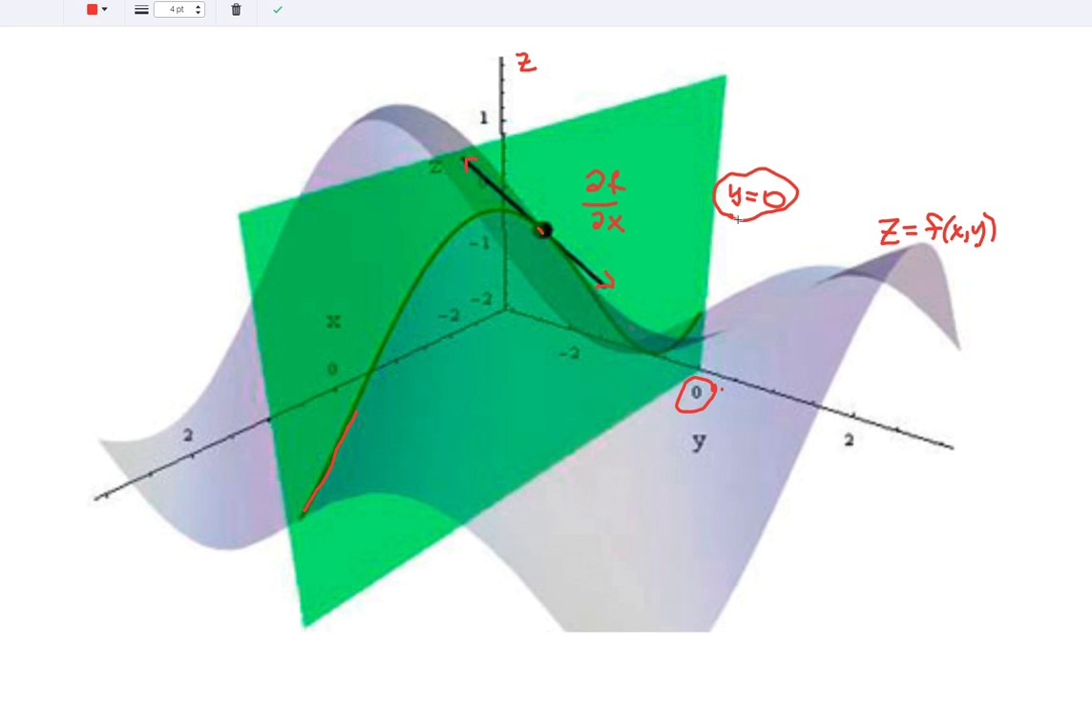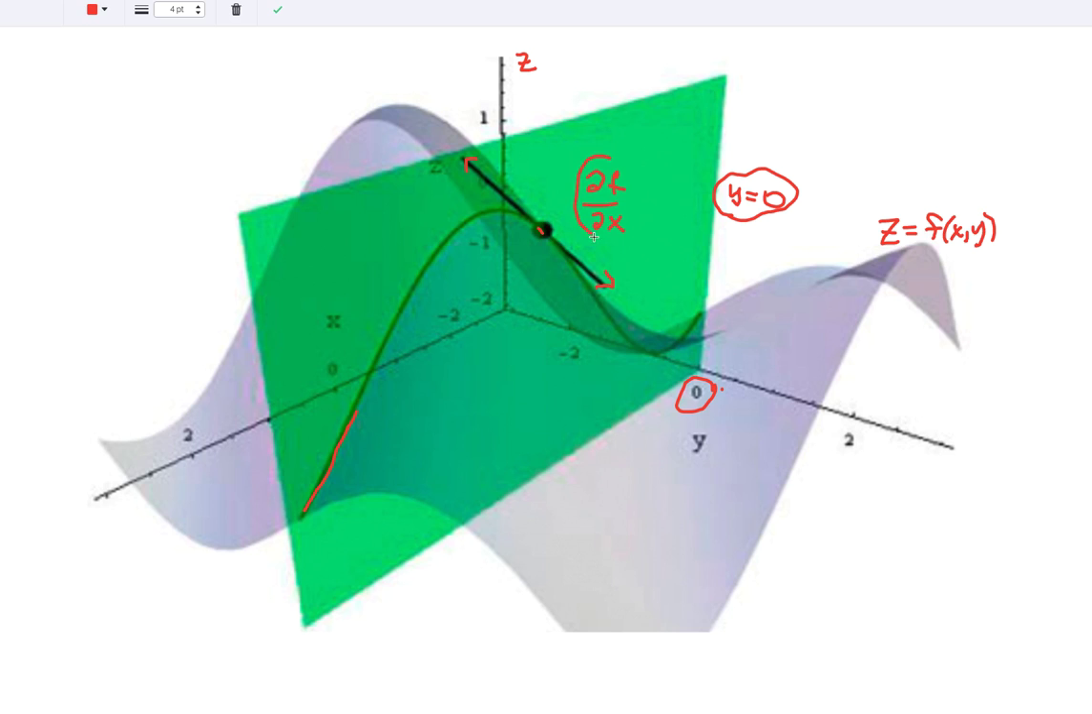Y is being held constant. Here, this is at the point what? I don't know, y is 0. I don't know what the x value is. Maybe the x value is 2 or something like that. Do you get the idea of what this is?